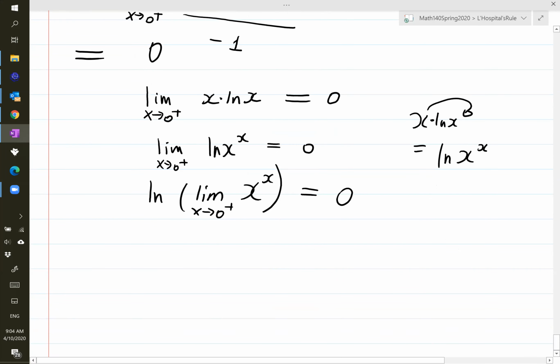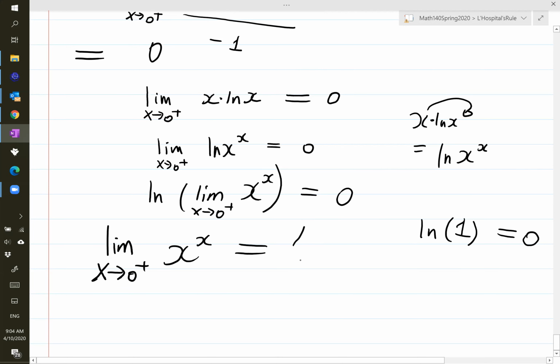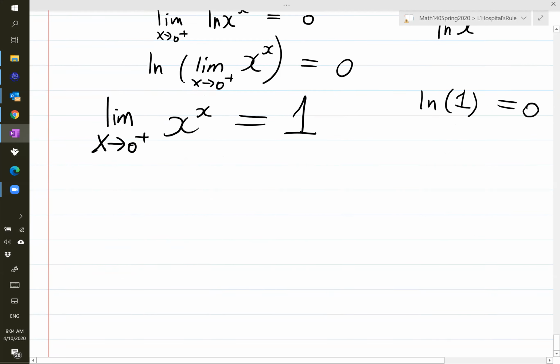Now, log of something is 0 only when that something is 1, since log 1 is 0. So you actually see that the limit as x approaches 0 from the positive side of x to the power x is 1. This limit is 1.